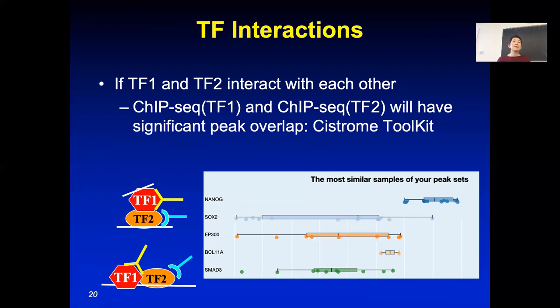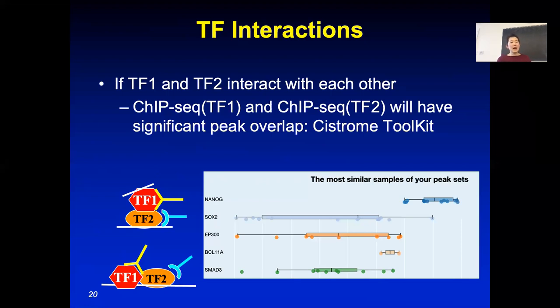SOX2 and Nanog, it's very well known these two interact with each other in embryonic stem cells. So you say that the peaks will overlap if transcription factors interact. Could you not also get overlapping peaks if they competitively bind the same spot? Yes, very good question. If transcription factors 1 and 2 interact or collaborate, you will find their peaks overlap. But if two transcription factors compete to bind to the same location, you will also see a significant overlap. But competing is also another way of interaction, right?